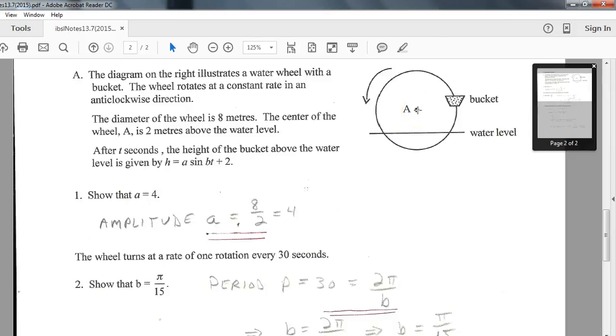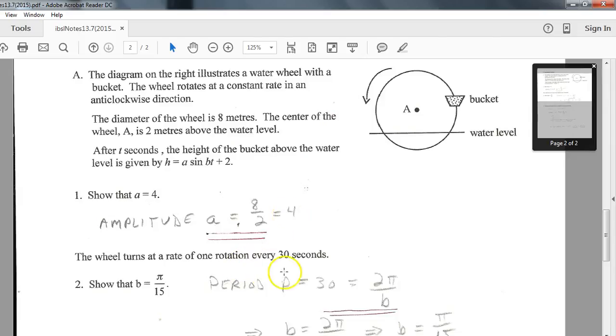Diameter is 8, radius is 4. So if we're two above the water level, then this would be 2 more units to get one full radius of 4. Anyway, they ask us to show that A is 4. So right here we're seeing A in place of where the amplitude would go. So if we're going to show that that is 4, then real simple, we're just saying, well, if the diameter is 8, then the amplitude from here to here is a radius. And so I'm just showing basically 8 divided by 2 would give me a radius of 4, which is our amplitude.